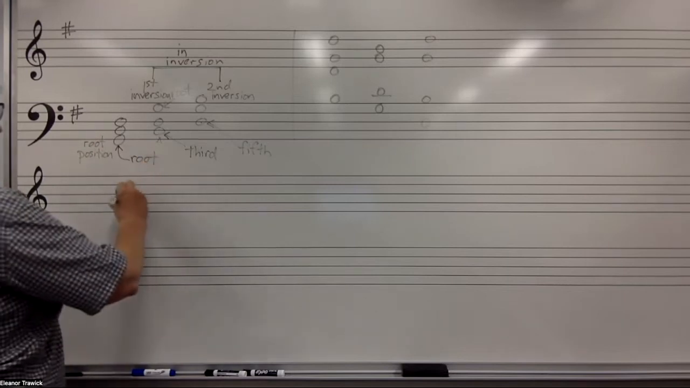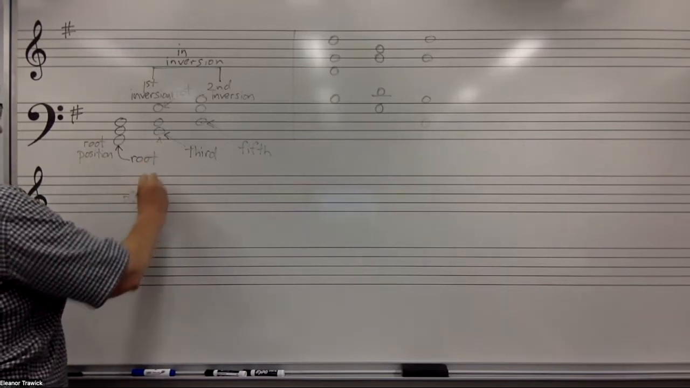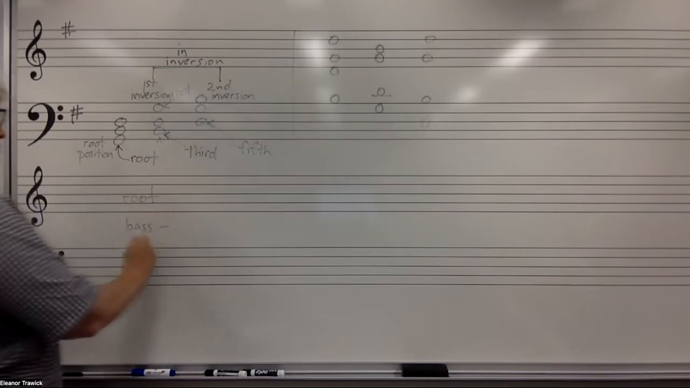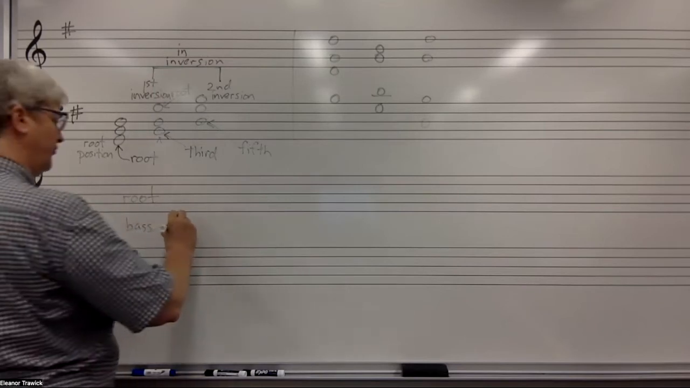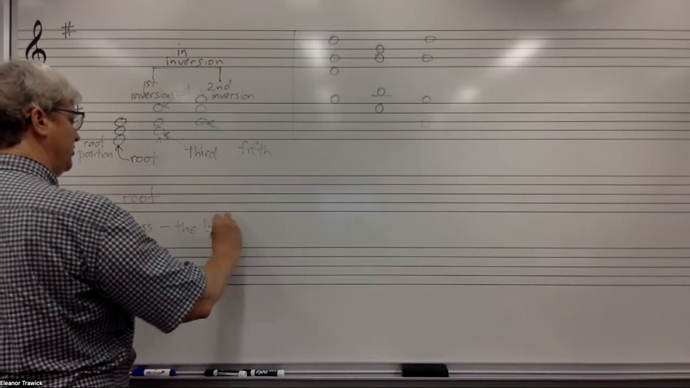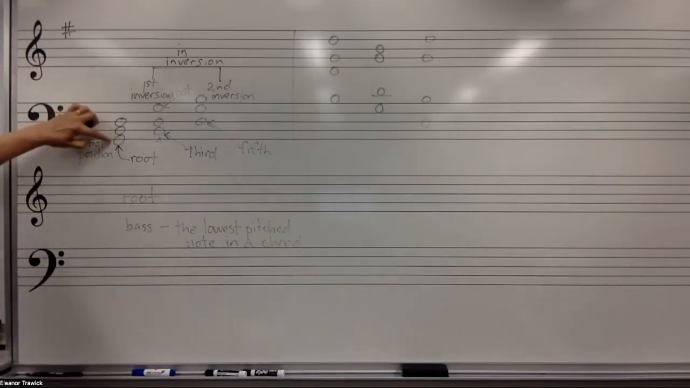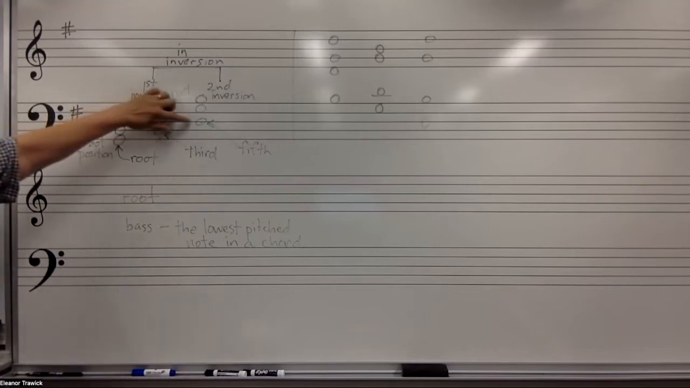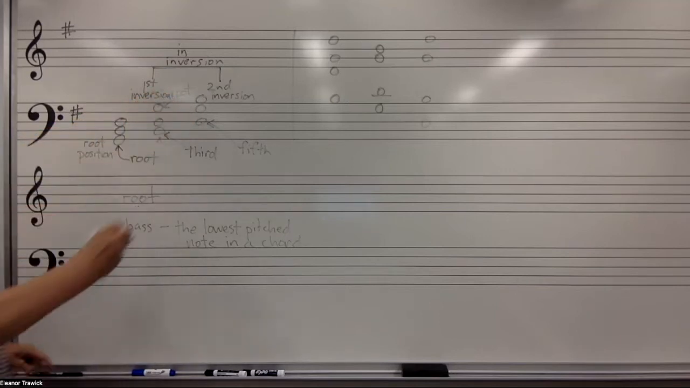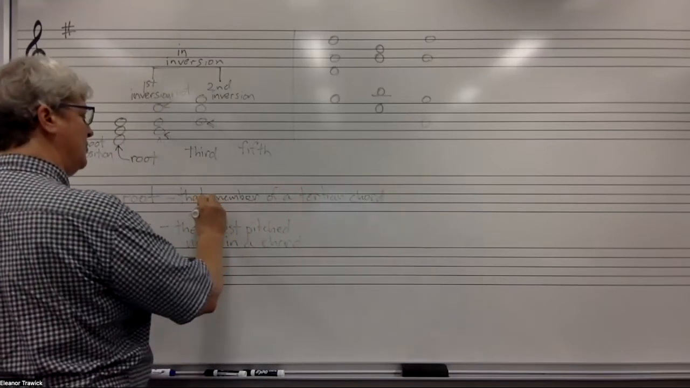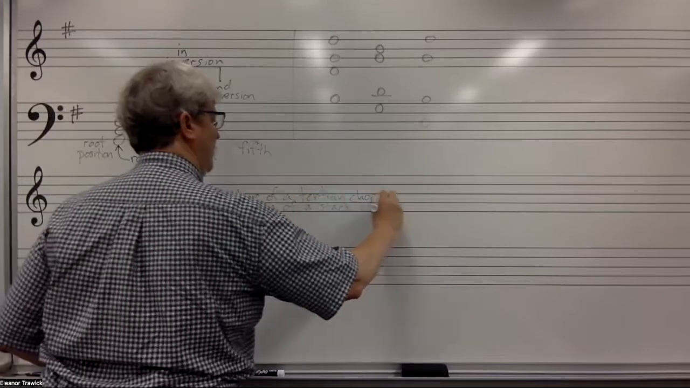Do not get confused between the terms root and bass. We're going to use the word bass in this class to refer to the lowest pitched note in a chord. The bass note of this chord is G, the bass note of this chord is B, and the bass note of this chord is D. But the root is that member of a tertian chord, which is on the bottom of a stack of thirds.